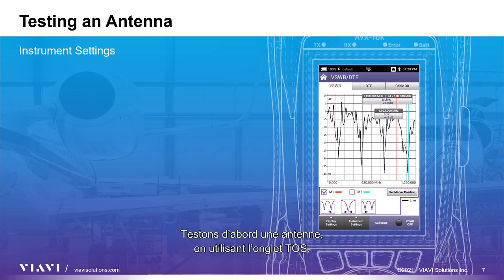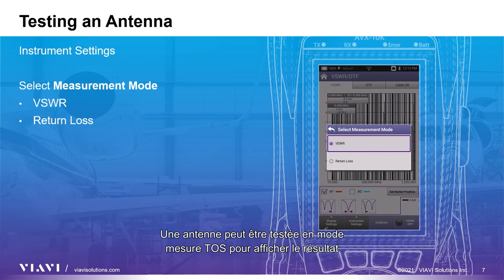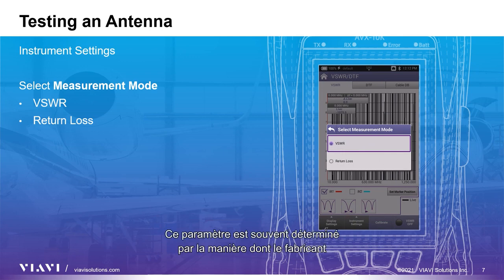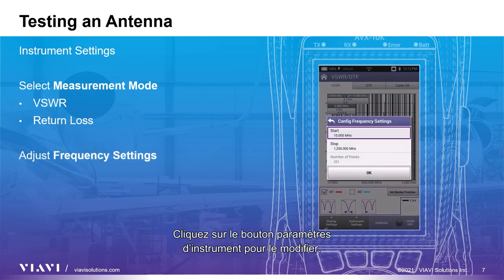Let's look at testing an antenna, using the VSWR tab. An antenna can be tested using a measurement mode of either VSWR, to view readings as a ratio, or return loss, to view readings in decibels. This setting is usually determined by how the manufacturer has specified the antenna. Click on the Instrument Settings button to modify this setting.